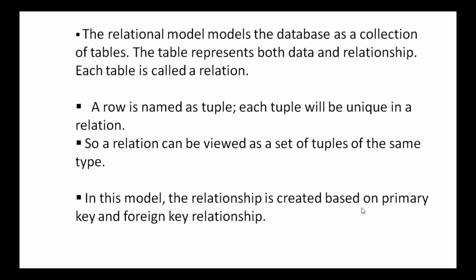So in the relational data model, the database is nothing but a collection of tables or relations. Each table is called a relation. A table is a matrix composed of the intersection of rows and columns. It's a two-dimensional structure composed of rows and columns. Every row is named a tuple, or every record is known as a tuple.